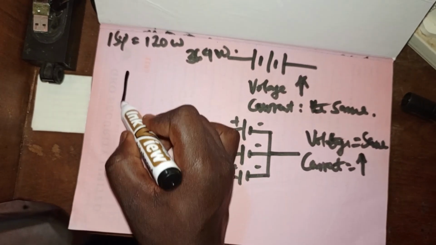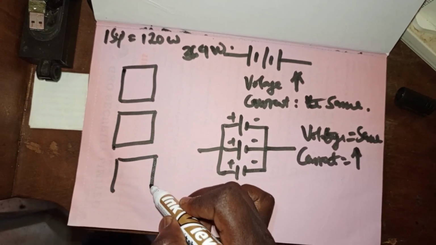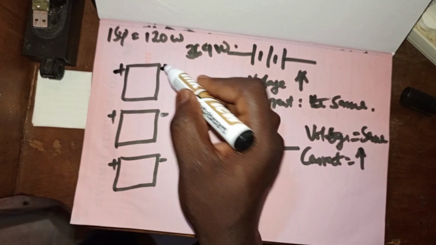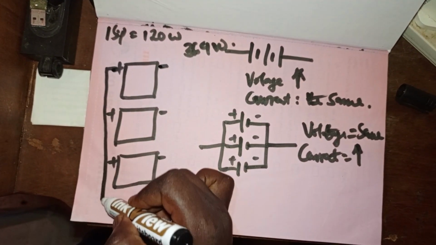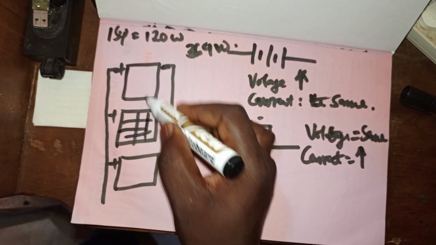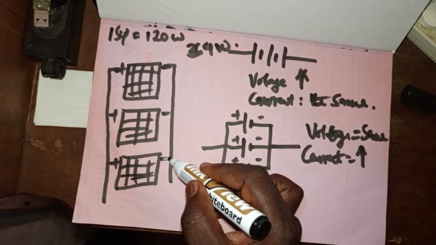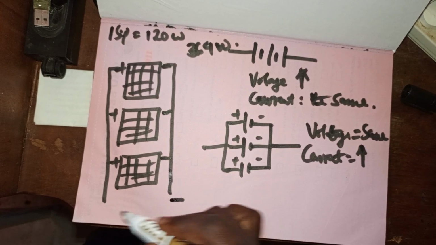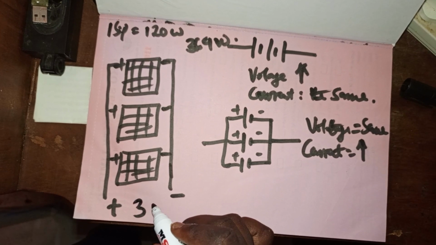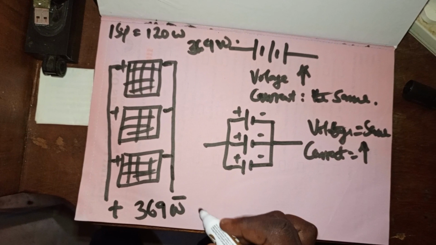So we shall say this is a solar panel, this is a solar panel, this is a solar panel. The positive terminal, negative, positive, negative, positive, negative. All these positives will be together. All the negatives will be together. So that is how we obtain the total current, the total watts of 369 watts, at the required voltage.